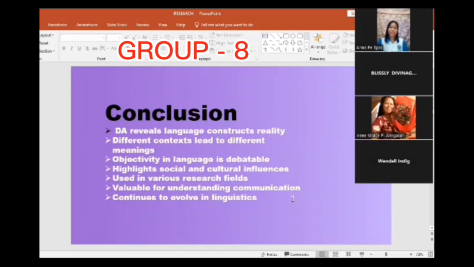It is used in linguistics, sociology, and media studies. Many disciplines use DA to study communication, and it helps analyze social and cultural communications. DA provides insight into how language shapes society. It continues to develop in modern research. As language evolves, DA continues to expand and adapt.